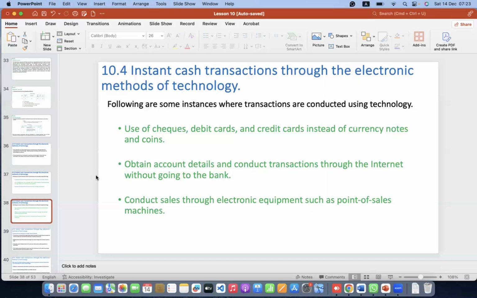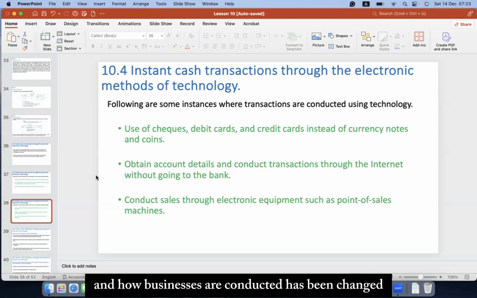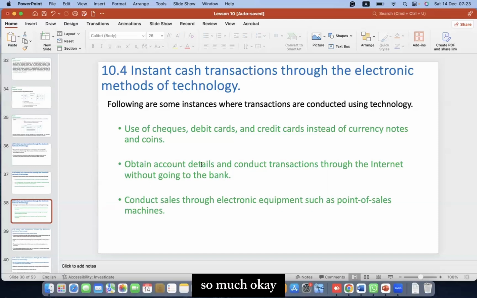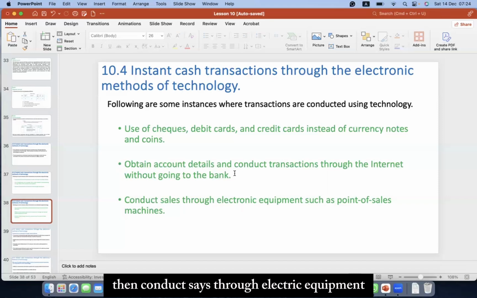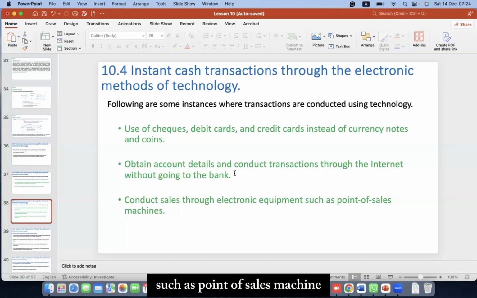Likewise, the context of businesses and how businesses are conducted has changed so much. Okay, then you can obtain account details and conduct transactions through the internet without going to the bank. You need not go to the bank today. For example, 5 years back, you may have had to go to the bank to open a fixed deposit account, but now you can open FDs even with online banking. Okay, you can request a lot of services. Then conduct sales through electronic equipment such as point of sales machines.